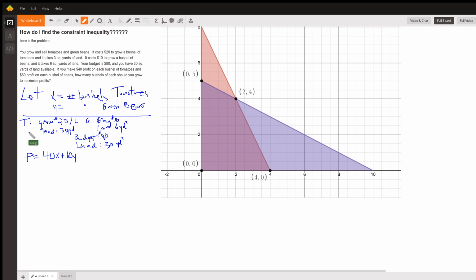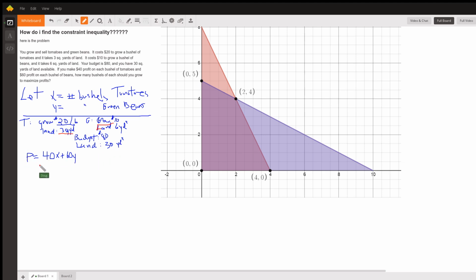As far as tomatoes go, it costs $20 per bushel to grow, and you have to use 3 square yards of land. For a bushel of green beans, it costs $10 to grow a bushel. And as far as land goes, it's 6 square yards. We have this amount of money available to us, $80, and we have 30 square yards of land.